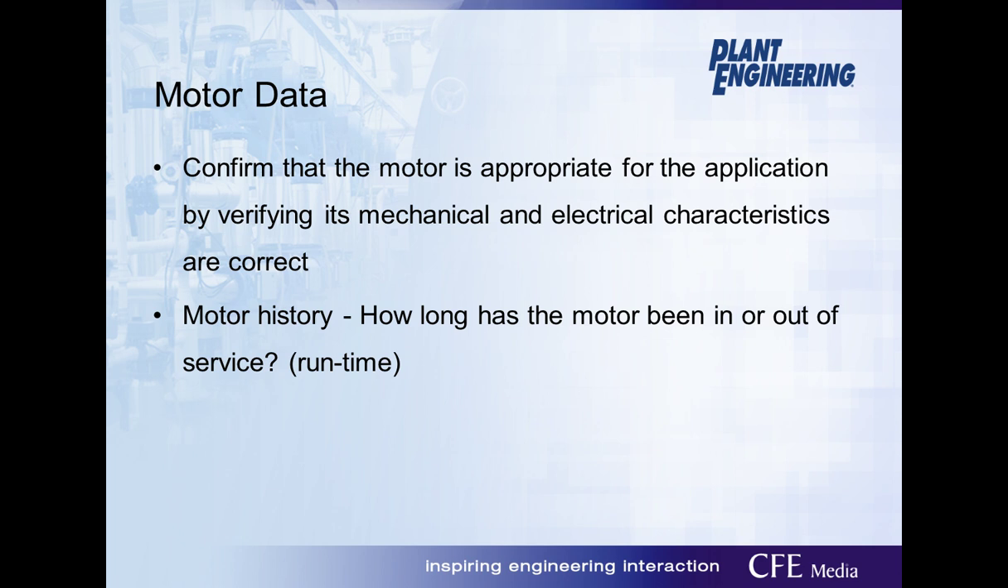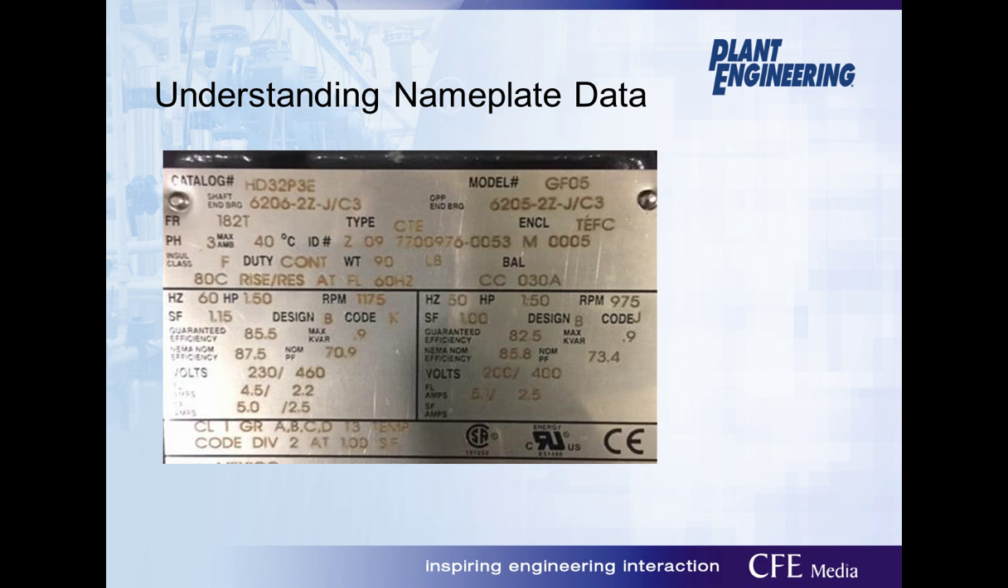When talking about motor data, we also want to confirm that the motor in service is appropriate for the application by verifying its mechanical and electrical characteristics are correct. We can accomplish this by first collecting data from the motor's nameplate. Here I've given an example of a nameplate that you would see on a typical AC induction motor. As you can see, there's a lot of information and many different details that can be used during troubleshooting, if we understand exactly what we're looking at. With this being said, let's look at a few of the items on the motor nameplate and what they mean.